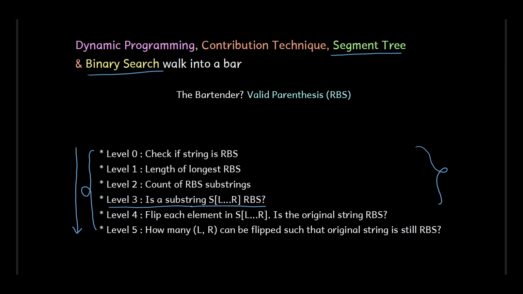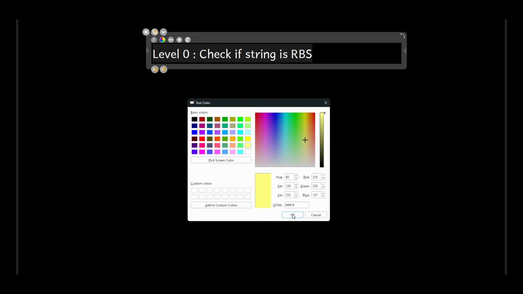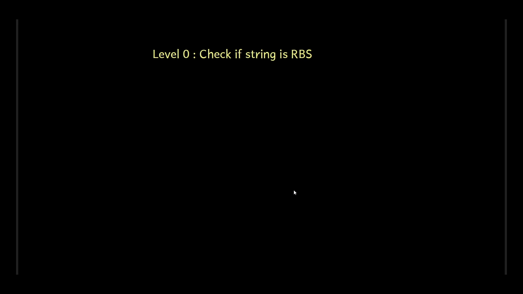So let's begin with the simplest problem first, which is level 0, which talks about how to check if a string is a regular bracket sequence or not. So this is your level 0. Level 0: check if string is RBS. How do you do this?